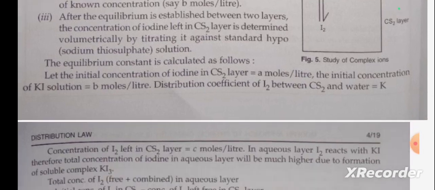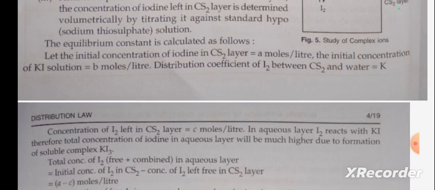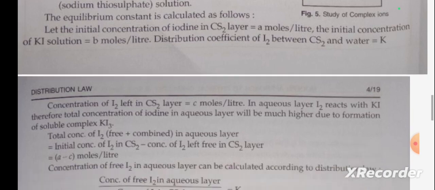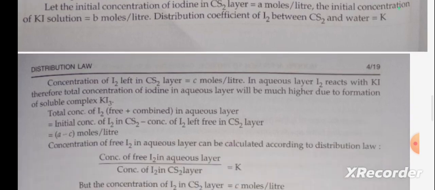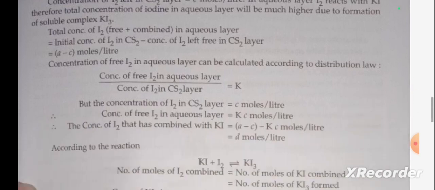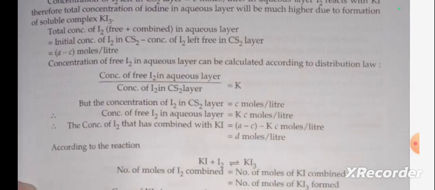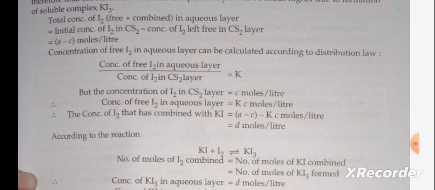The initial concentration of iodine in the CS2 layer is A moles per liter. The initial concentration of KI solution is B moles per liter. The distribution coefficient of I2 between CS2 and water is K. The concentration of I2 left in the CS2 layer is C moles per liter. In the aqueous layer, I2 reacts with KI. Therefore, the total concentration of iodine in the aqueous layer will be much larger due to the formation of soluble KI3. Total concentration, free plus combined, in the aqueous layer is the initial concentration of I2 in CS2 minus the concentration of I2 left free in the CS2 layer, A minus C moles per liter.